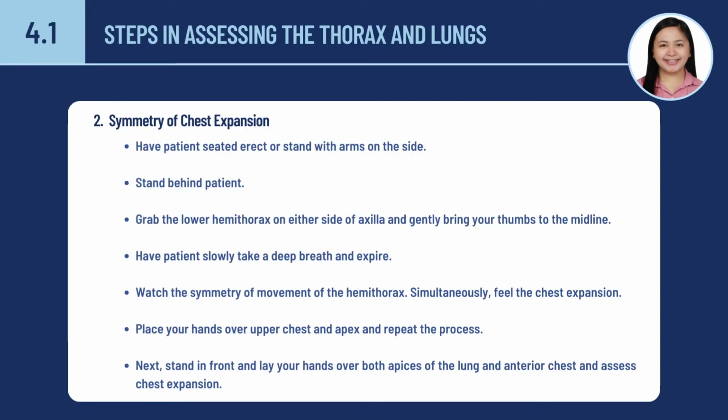Symmetry of chest expansion: have patients seated erect or standing with arms at the side. Stand behind the patient. Grab the lower hemithorax on either side of the axilla and gently bring your thumbs to the midline. Have the patient slowly take a deep breath and exhale. Watch the symmetry of movement of the hemithorax. Simultaneously feel the chest expansion.